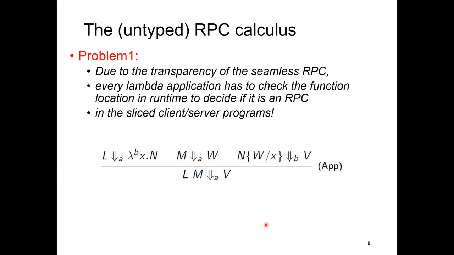The seamless RPC is good for TLS programming. However, due to the transparency of the seamless RPC, every lambda abstraction has to check the function location at runtime to decide if it is an RPC or not. This happens even in the sliced client and server programs after the slicing compilation.